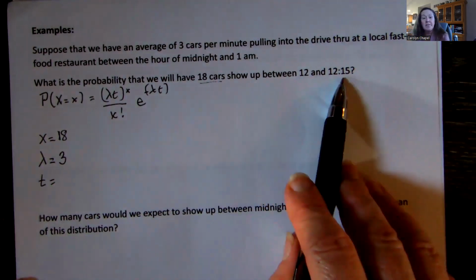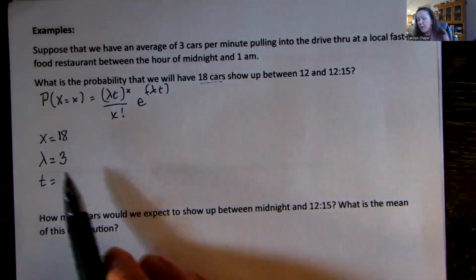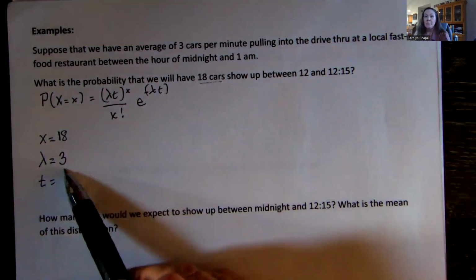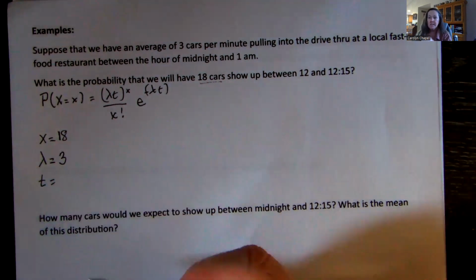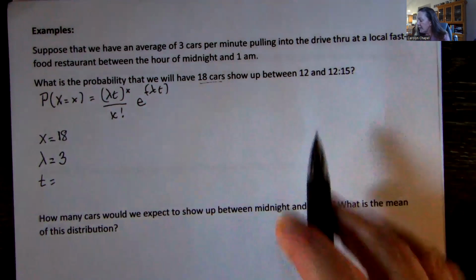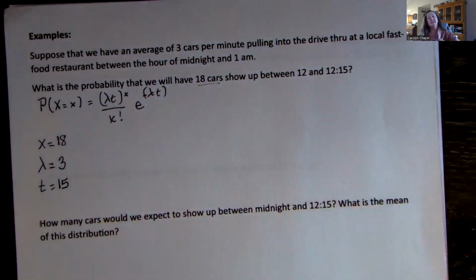from 12 to 12:15. Now we do have to be a little bit careful here because we want to make sure that our time and our intervals make sense to one another. So here we had 3 cars per minute. So our time that we're talking about is the minutes, okay? So our t will then be this 15-minute time interval.